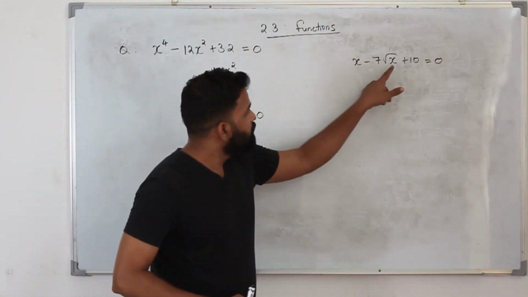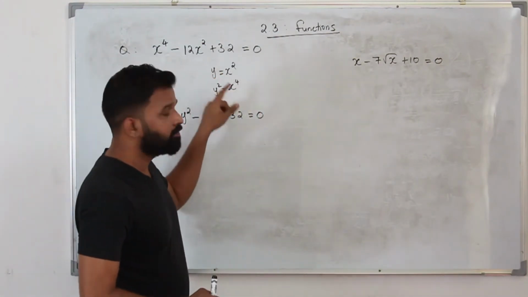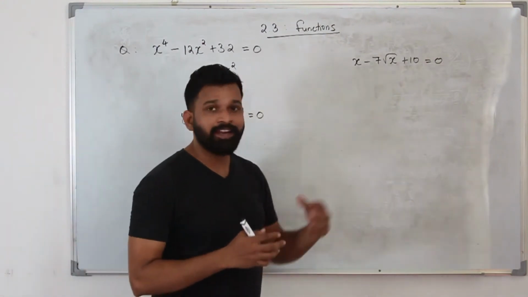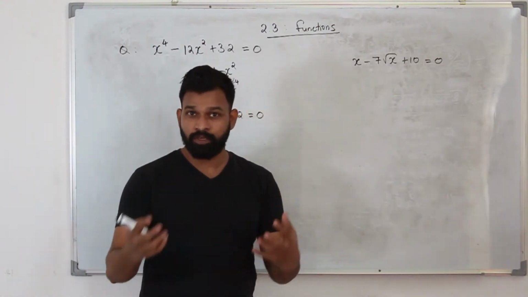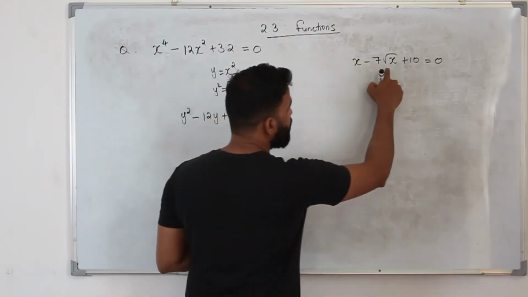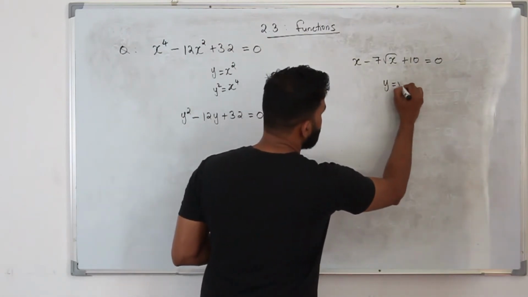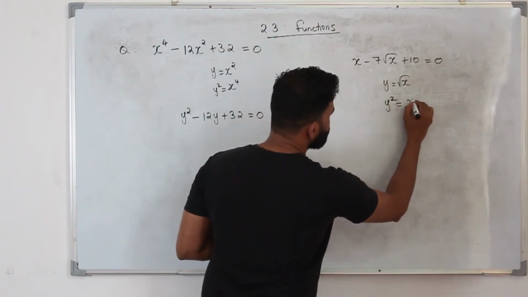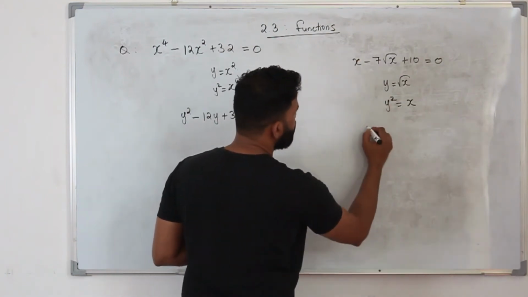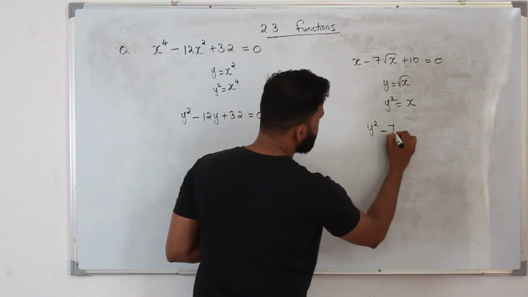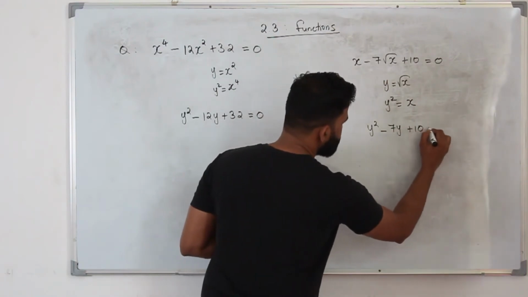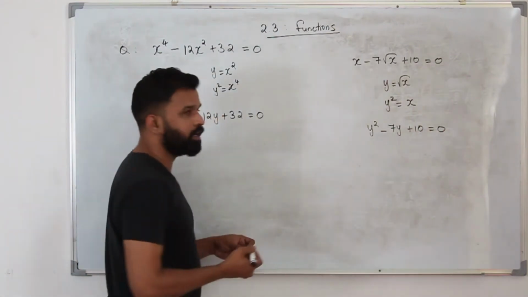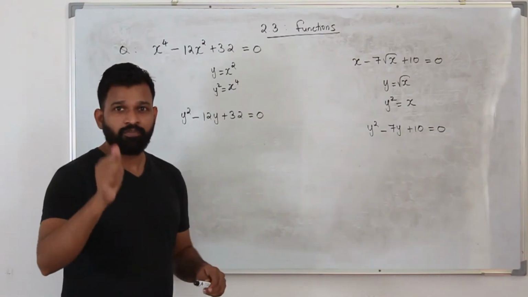You cannot always take the middle term as y. You can take it as y and check first whether it is converted to a quadratic equation. If we take this as y, your y square will be x. So when you substitute here, it will become y square minus 7y plus 10 equals 0. You got a quadratic equation. That is your first step.